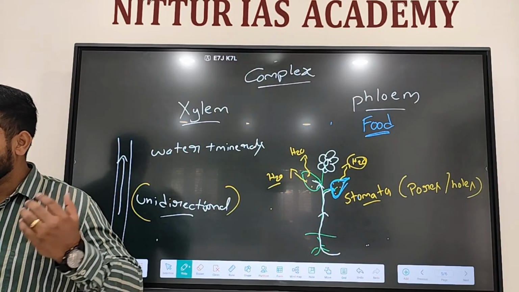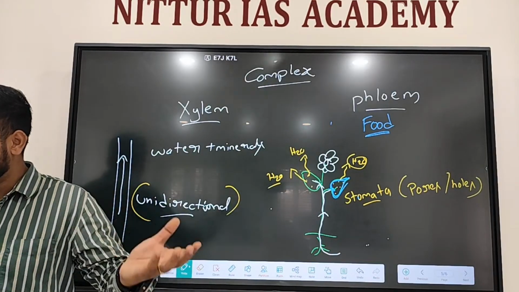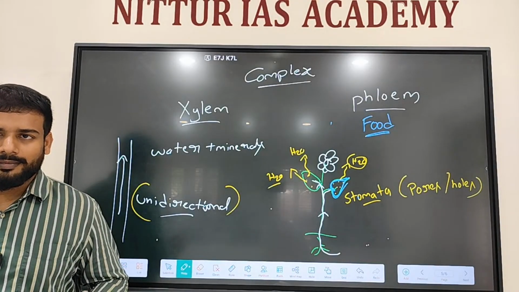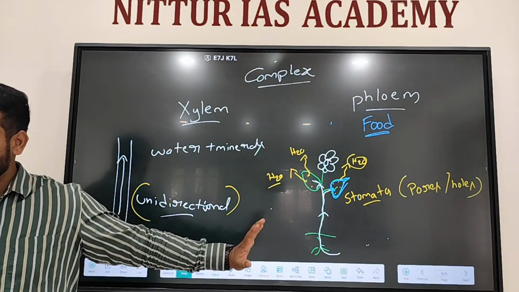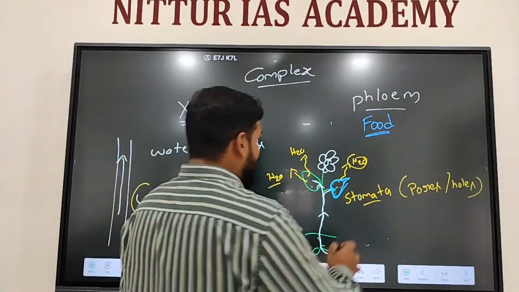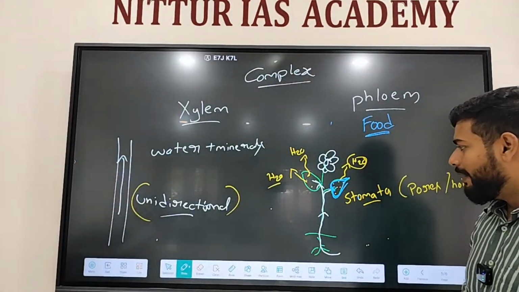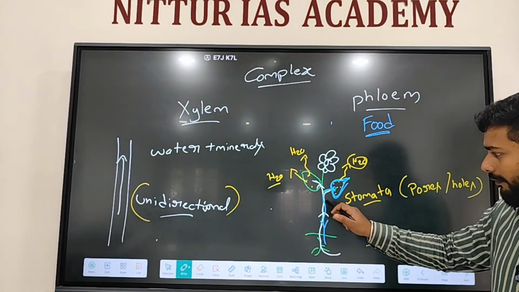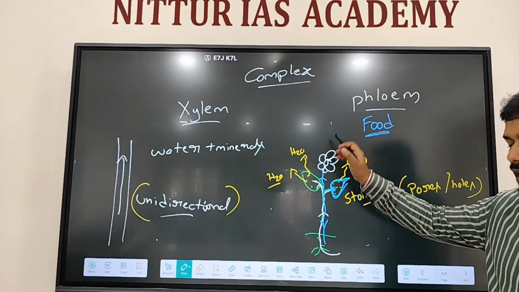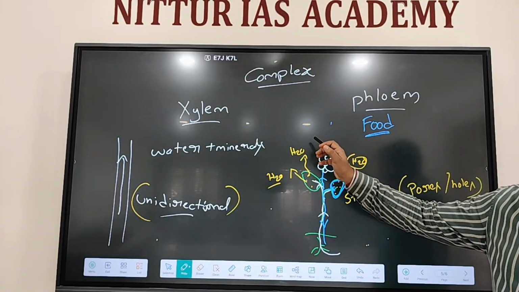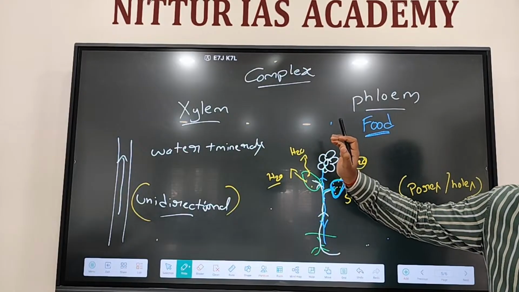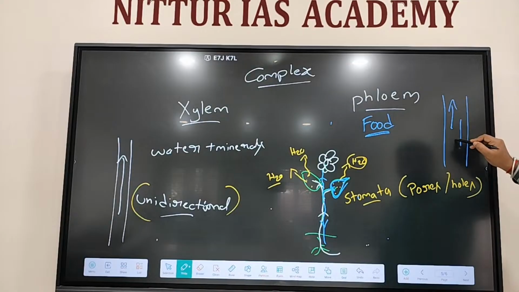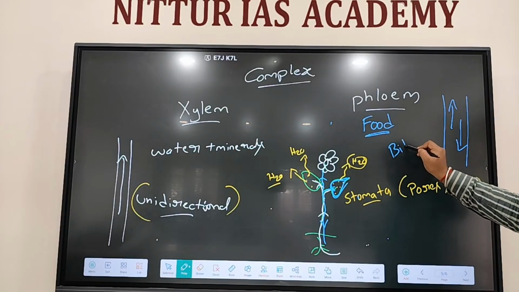We are dependent on plants and animals, plant-based food, animal-based food. We are heterotrophs. Plants are autotrophs. They prepare their own food. Here what happens? In the leaves, the food is produced. The food should travel to the roots. The food should also travel to the apex, fruit, seed, flowers, etc. Right? In the phloem, the food will travel in both directions. Bidirectional flow.